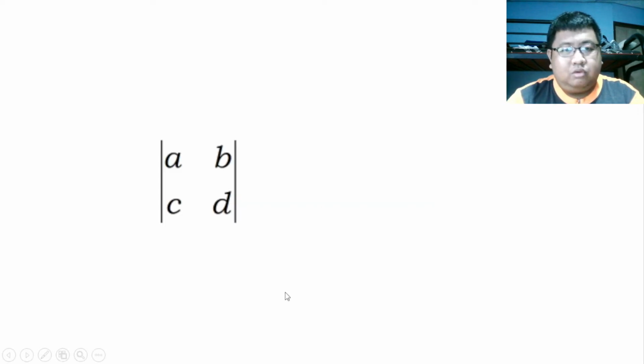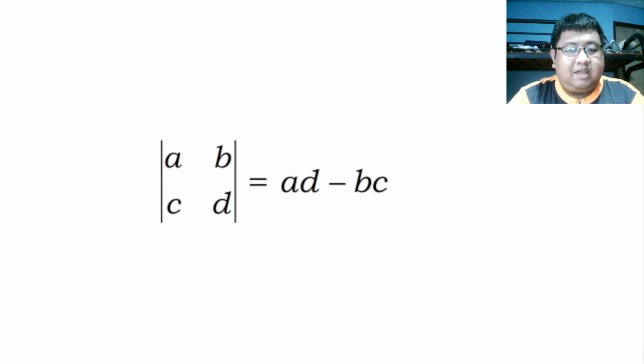If you have a 2 by 2 determinant A, B, C, D, to evaluate this determinant, you will use this formula: AD minus BC. You obtain this value by means of cross multiplications, so to speak. You have A times D and then minus B times C. And take note of the signs. The first term is positive, the second term is negative. So there is an alternation of signs.